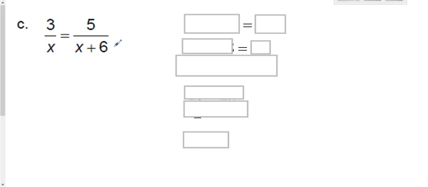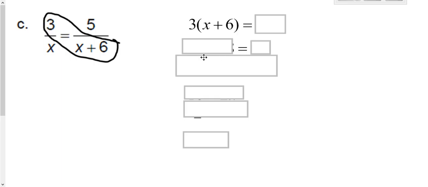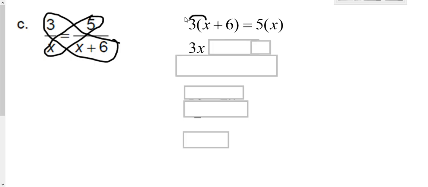Okay, hopefully you paused it and tried it. Let's take a look at it now, this cross product. 3 times this expression, x plus 6, should be written with parentheses around the x plus 6, equals the other cross product, the x times the 5, or 5 times the x. Let's use the distributive property here. Take the 3 times the x, which is 3x, then the 3 times the positive 6 is positive 18. So we get 3x plus 18 over here.